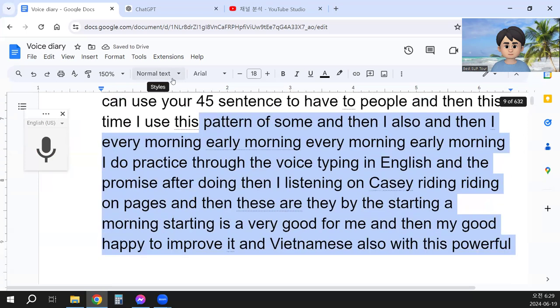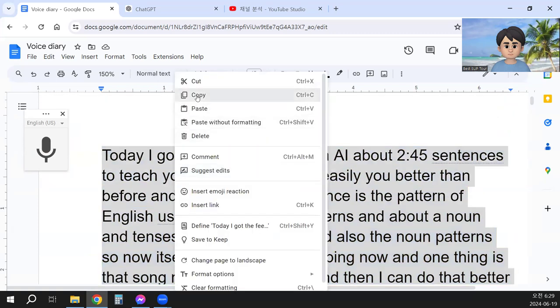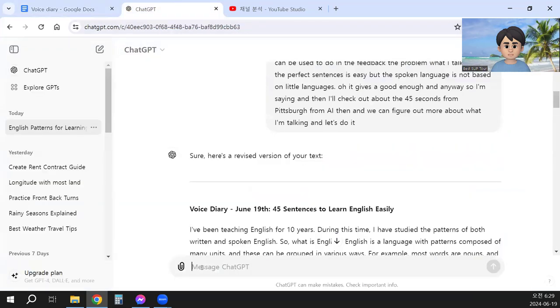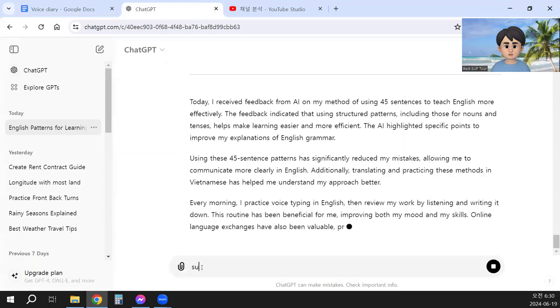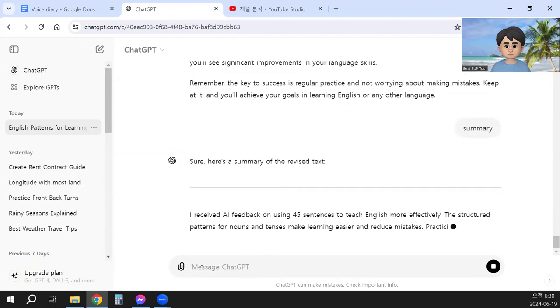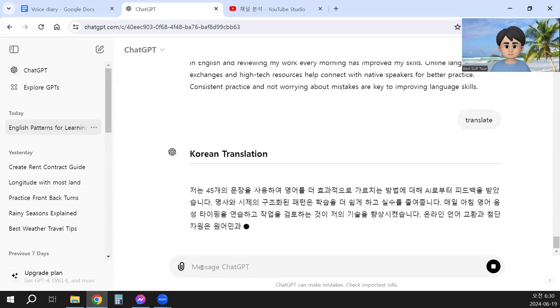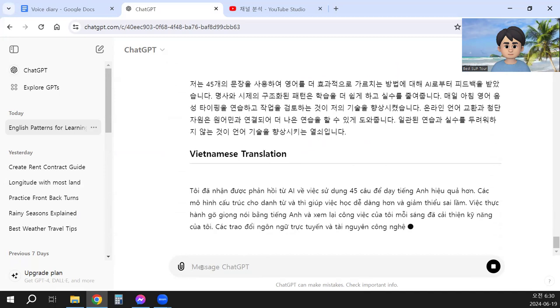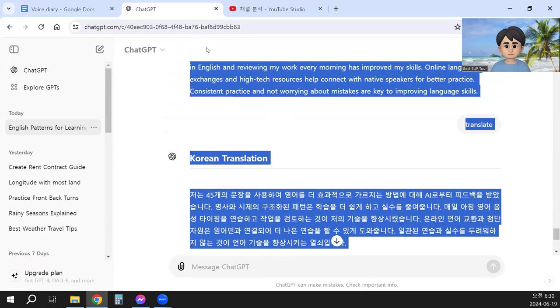Now I go for reviewing only 2 pages. I copy it, come back to ChatGPT, and say, leave with my review. Voila. And then a summary. Voila. Very short. Translate. Okay, I only get the summary, the translation summary. It's okay.